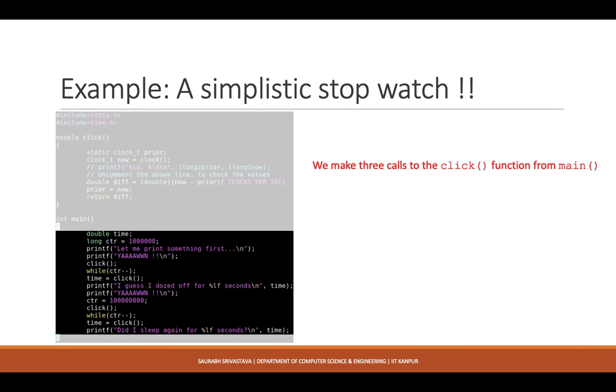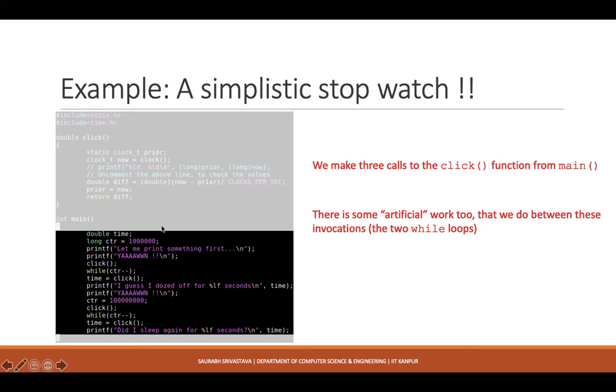So now in the main, what we do is we actually make three calls to the click function, and we try to do some artificial work in between as well. So basically, in this loop, I'm counting down from, is it 10 million? Okay, yeah, it's 10 million, right? So I just count down from 10 million to 0, and here I'm counting down from 100 million to 0. Just some artificial work, so that we can see the differences in the time.